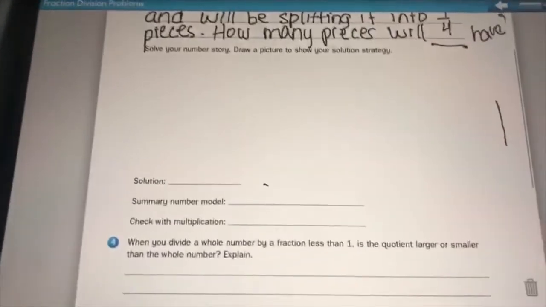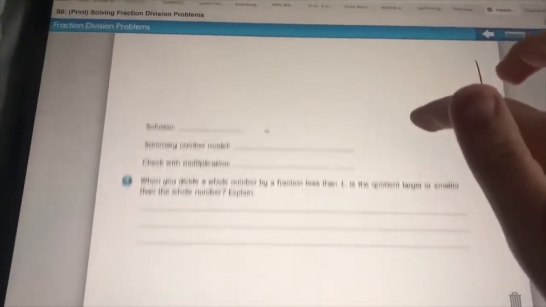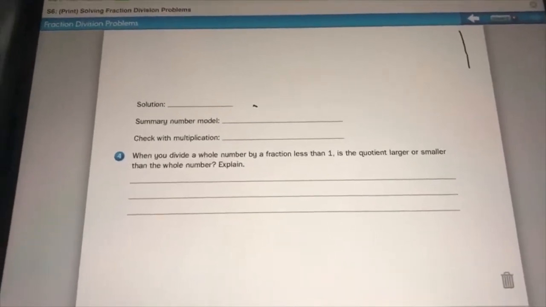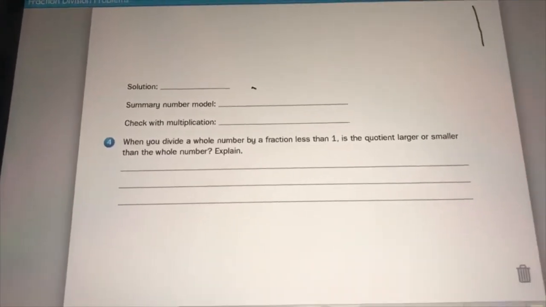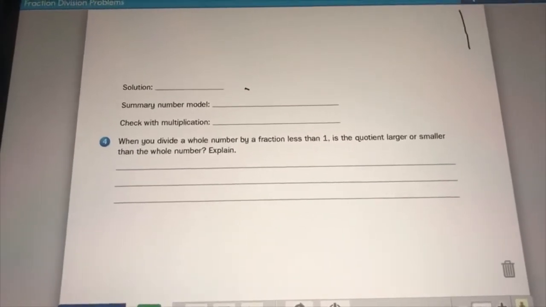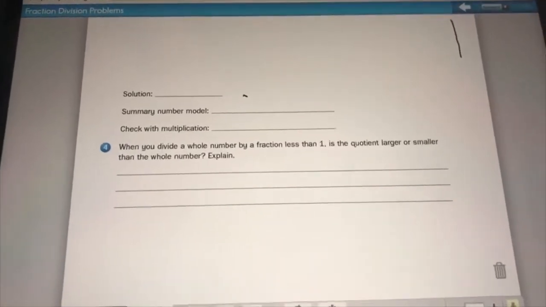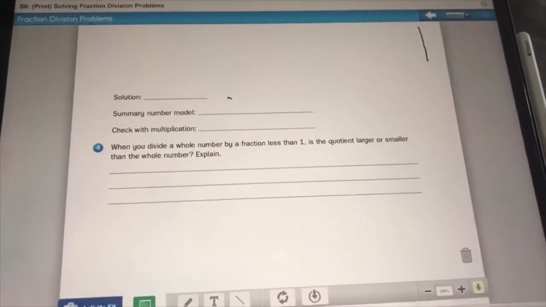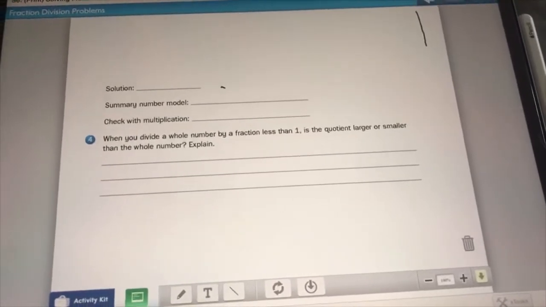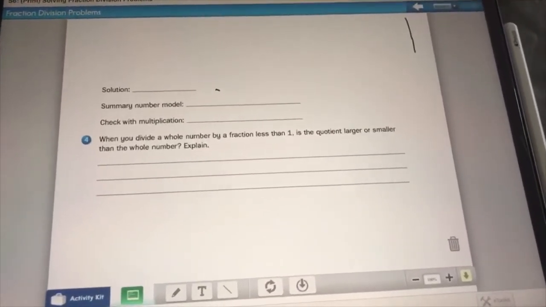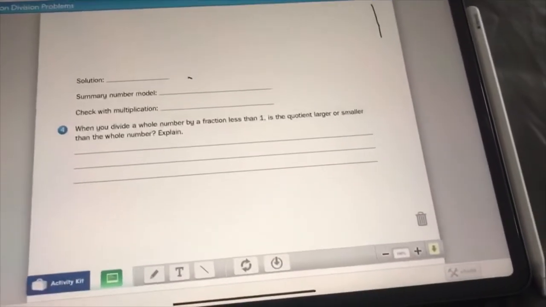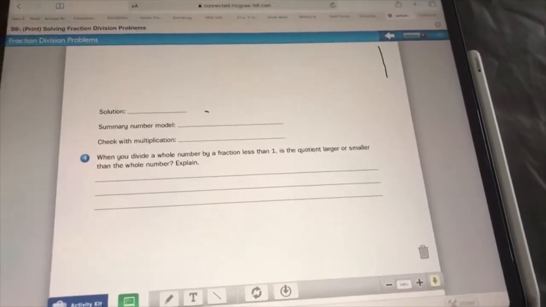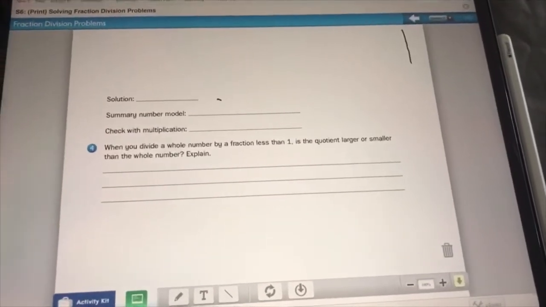You don't have to write another number story, but you do have to tell me when you divide a whole number by a fraction that is less than 1, is the quotient larger or smaller than the whole number? Well, we found that it was larger, but what I want you to think about is, why is it larger? What are you doing that would make the quotient larger? So that's what I want you to answer there for number 4.